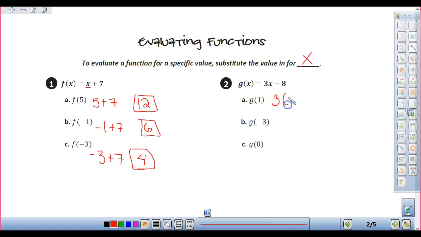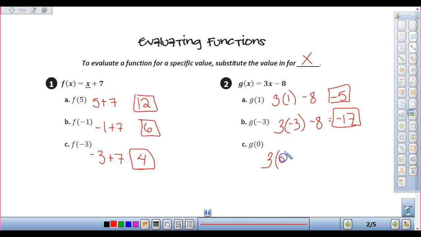So now we've got 3 times 1 minus 8. Negative 5, there you go. And then we have 3 times negative 3 gives us negative 9. Minus 8 is negative 17. And 3 times 0 is 0 minus 8. Negative 8.